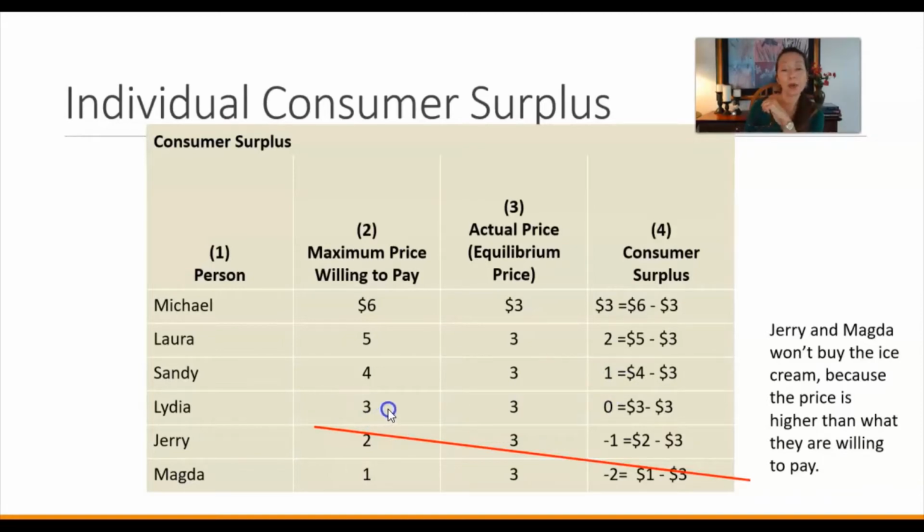And Lydia, willing to pay $3, she gets to the ice cream shop and that's exactly what she pays, $3. So she doesn't really get any extra value or consumer surplus. What about Jerry? Jerry was only willing to pay $2. The actual price is $3, so he would have a negative consumer surplus. He wouldn't buy the product. Nor would Magda. So this is the case of individual consumer surplus.